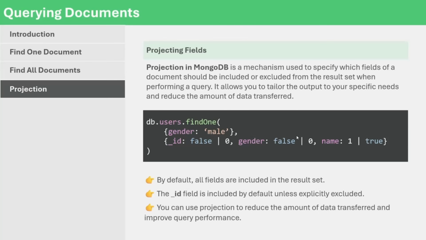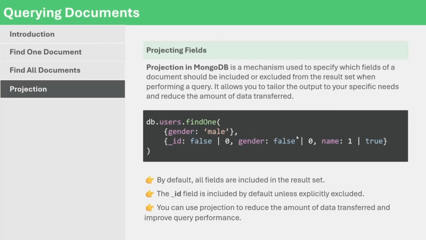Now, let's understand what we mean by projection when working with the find method or findOne method. Basically, projection in MongoDB is a mechanism used to specify which fields of a document should be included or excluded from the result set when performing a query. It allows you to tailor the output to your specific needs and reduce the amount of data transfer.